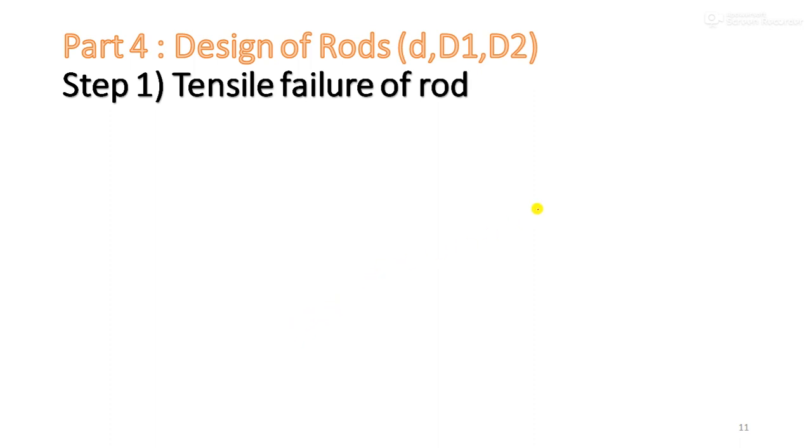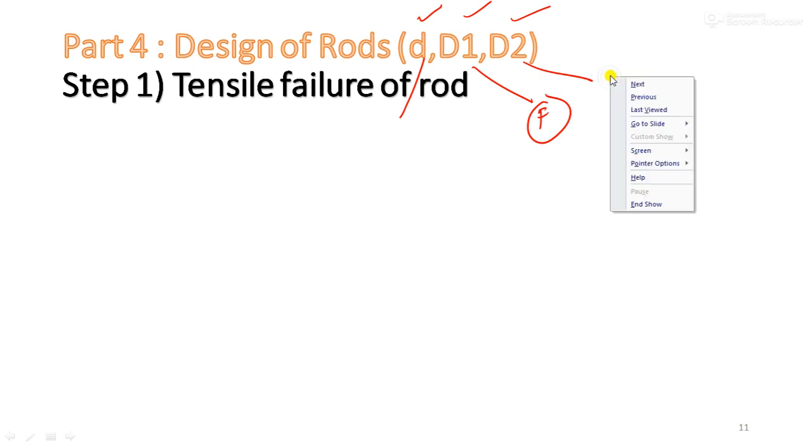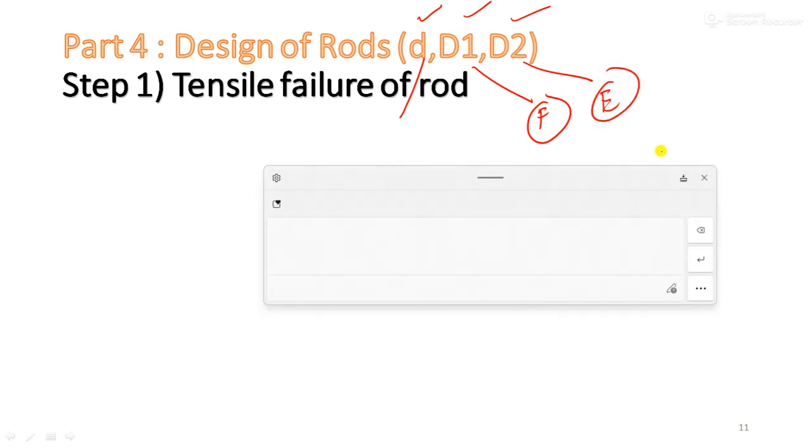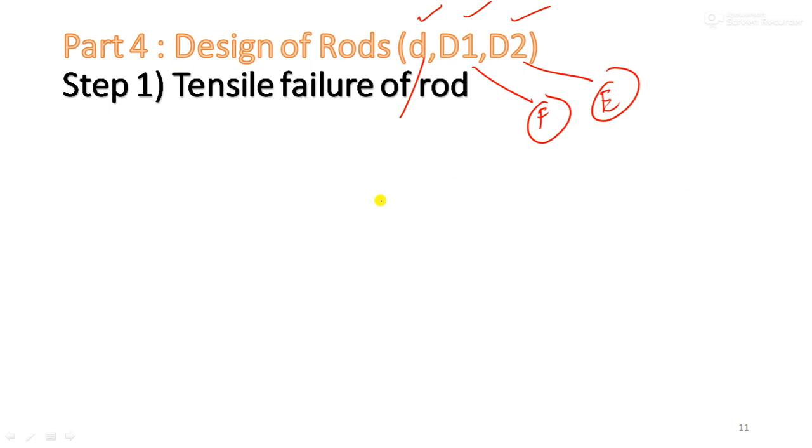So in part 4, first of all we will do the stress analysis, that is we will find the dimensions of D, D1 and D2 by doing a stress analysis. So what is D? D is nothing but the diameter of the rod. D1 and D2 are nothing but the enlarged diameters of the rod, that is the I end and the fork end. So D1 we have considered as the fork end and D2 as the I end, right? I hope you understand this.